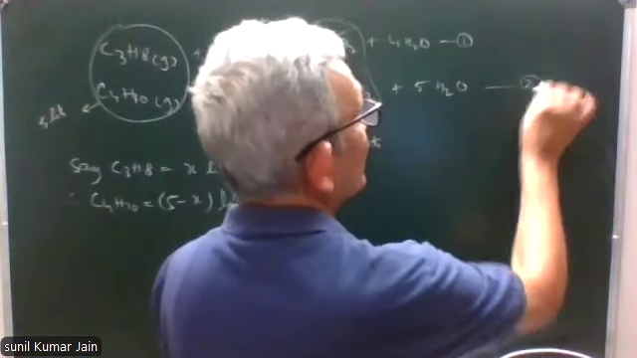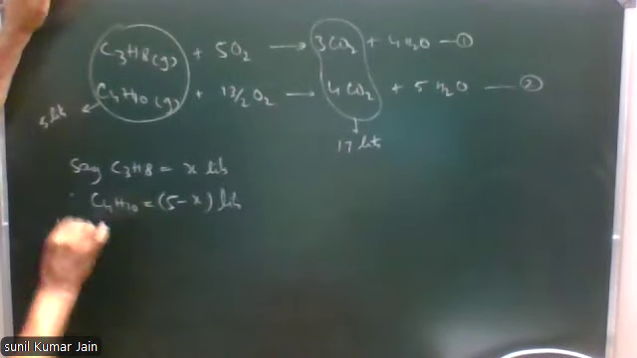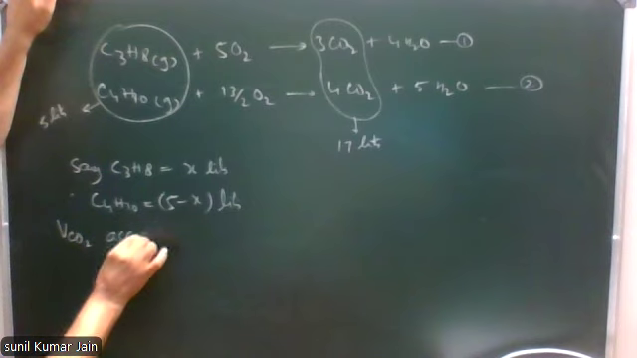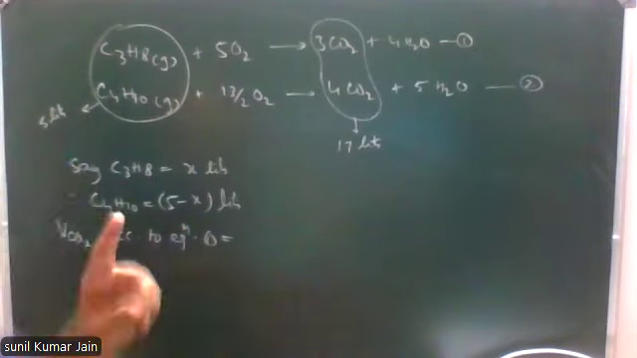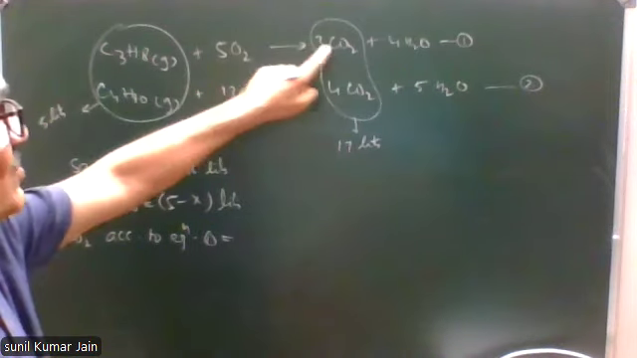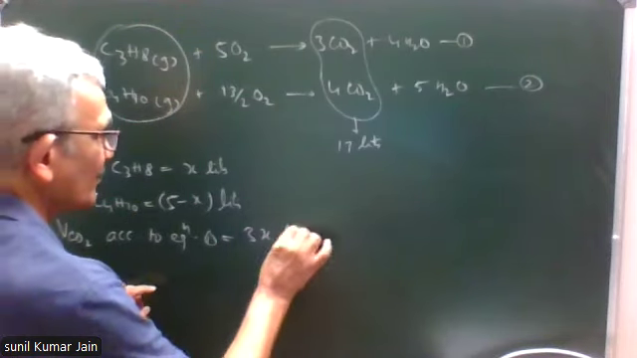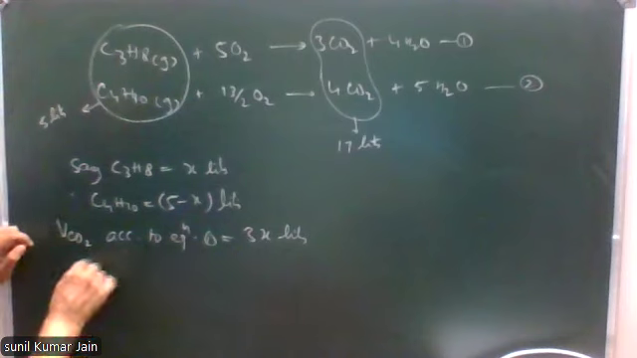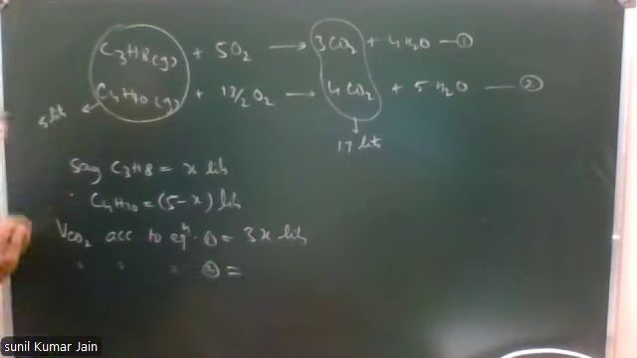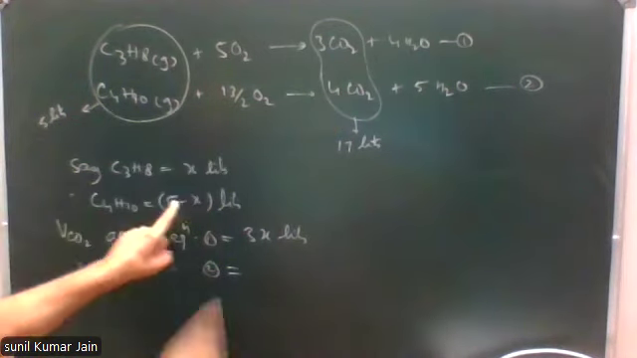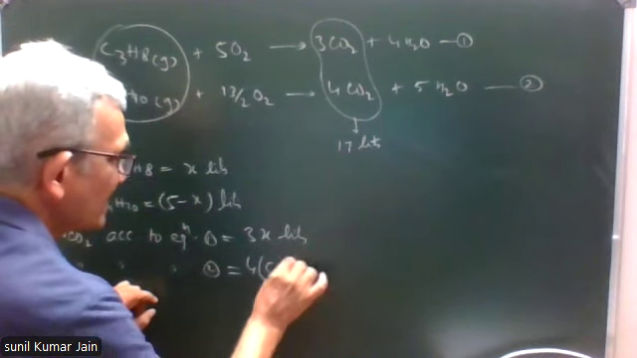Now let me label these as equations 1 and 2. Volume of CO2 according to equation 1, by Gay-Lussac's law: 1 liter gives 3 liters, so X liters will give 3X liters. Volume of CO2 according to equation 2: 1 liter gives 4 liters, so 5 minus X will give 4 into 5 minus X liters.